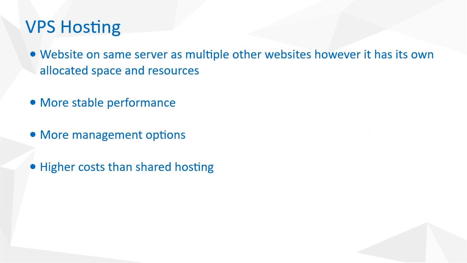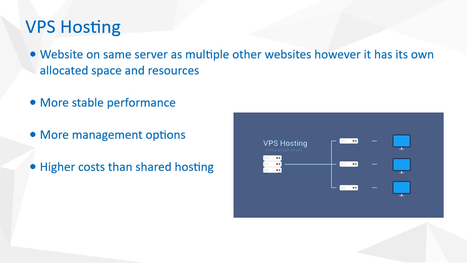The next step up from shared hosting would be a virtual private server. VPS hosting is the middle ground between shared hosting and an actual dedicated server. Your website would still be on the same server as multiple other websites, however, it would be on its own allocated space. Performance could still be affected by other users, but it would be less likely. Most importantly, a VPS server would give you additional management options of your server if you needed. It's obviously a little more expensive. Average cost would be around $50 to $150, again, depending on the specifications.